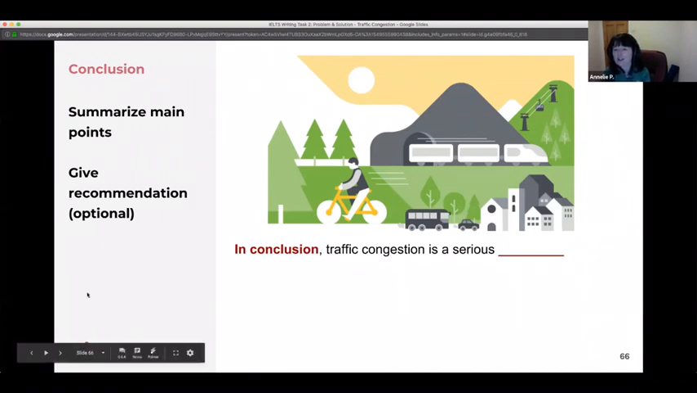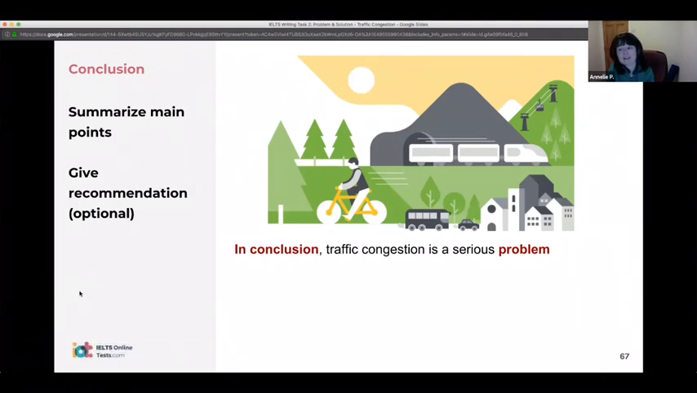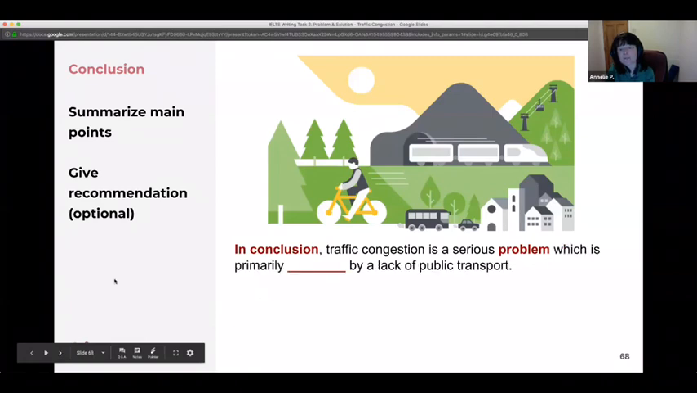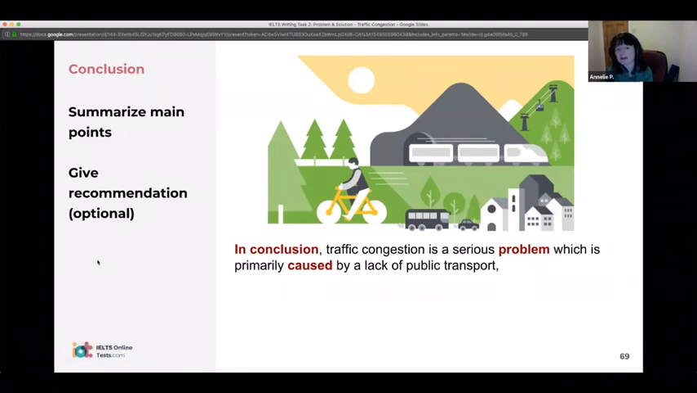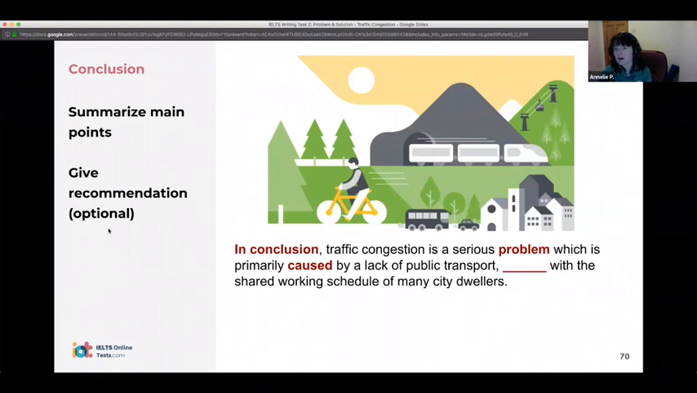Okay, traffic congestion is a serious, okay, very nice, a serious issue, serious problem. Okay, problem or issue, probably serious concern, caveat, that's nice, I like that, yeah, okay. And then we explain what the first cause was, so which is primarily, okay, very nice. Okay, primarily caused by a lack of public transport. Okay, we definitely need the verb there. Okay, I think caused is the best option. And then we put that together with our second cause. Okay, so a lack of public transport.